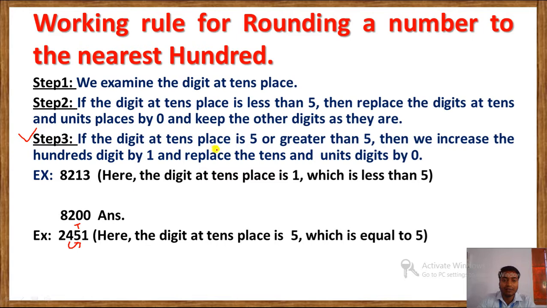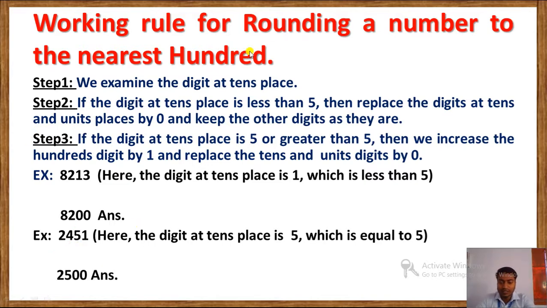If the digit at the tens place is 5 or greater than 5, then we increase the 100 digit by 1. So we have 4 at the 100 digit. This will be increased by 1, so this will become 5. And replace the tens digit, that means this 5, and the unit digit, that means this 1, by 0. Here we'll give 0 and 0, and this will be as it is. So this will be the answer, 2500.